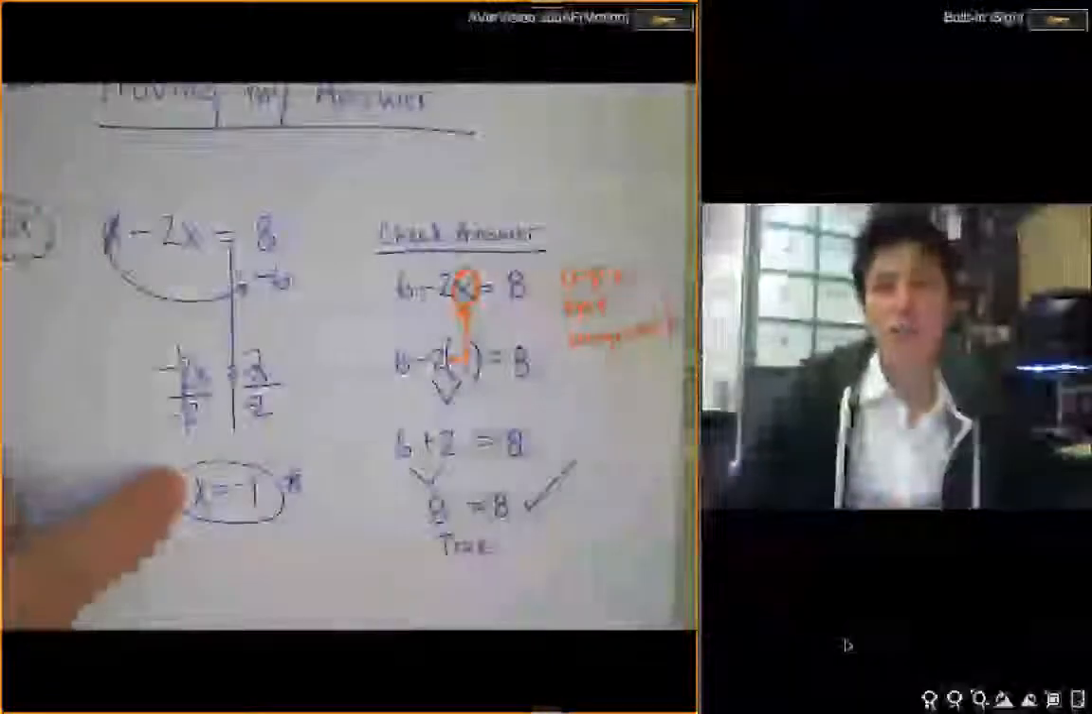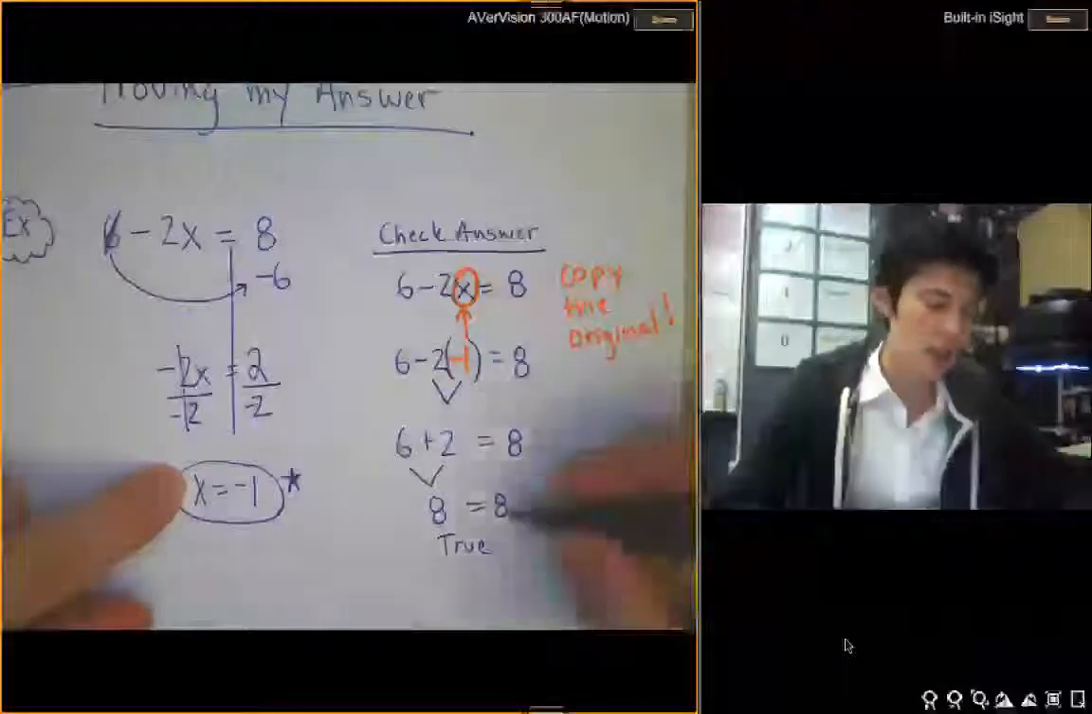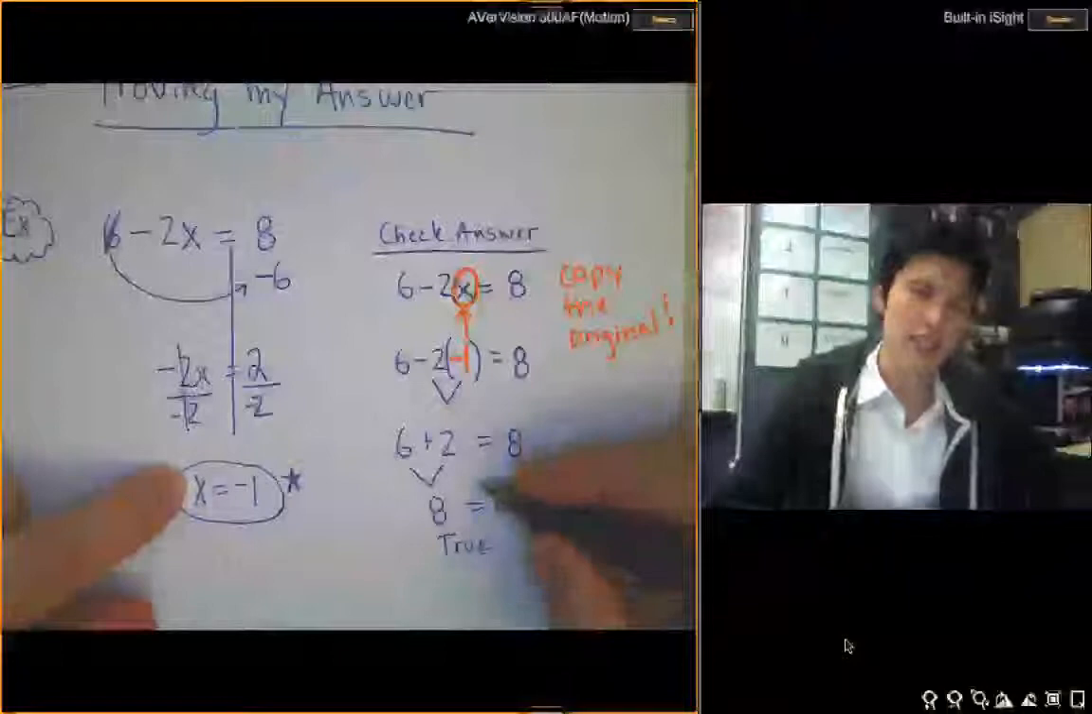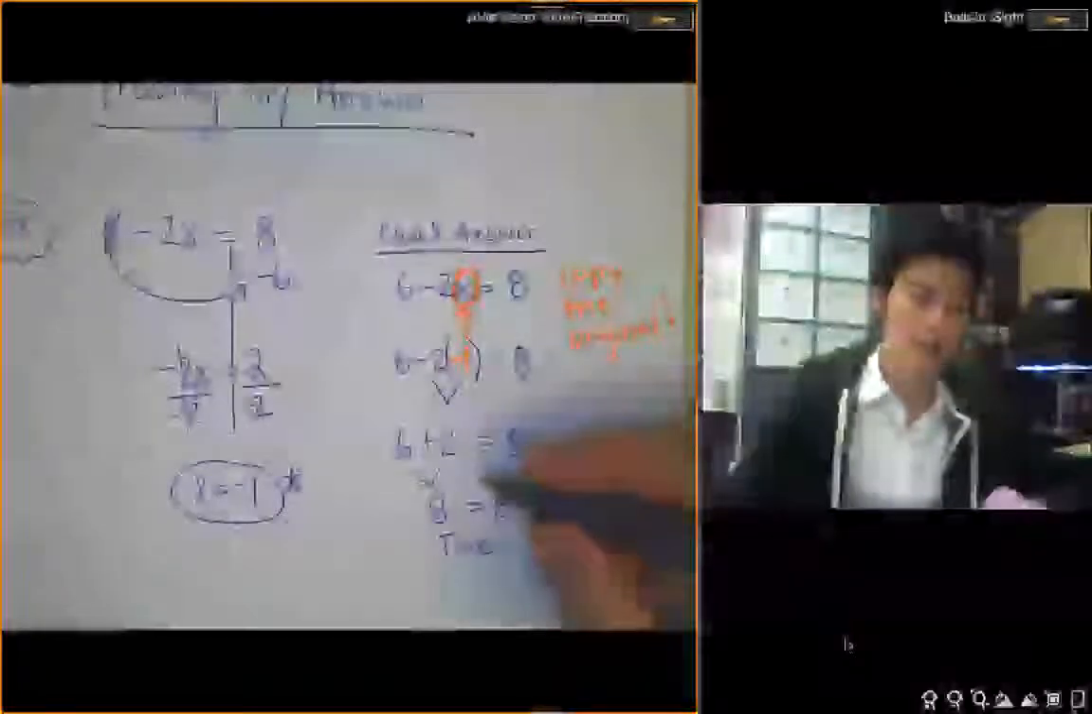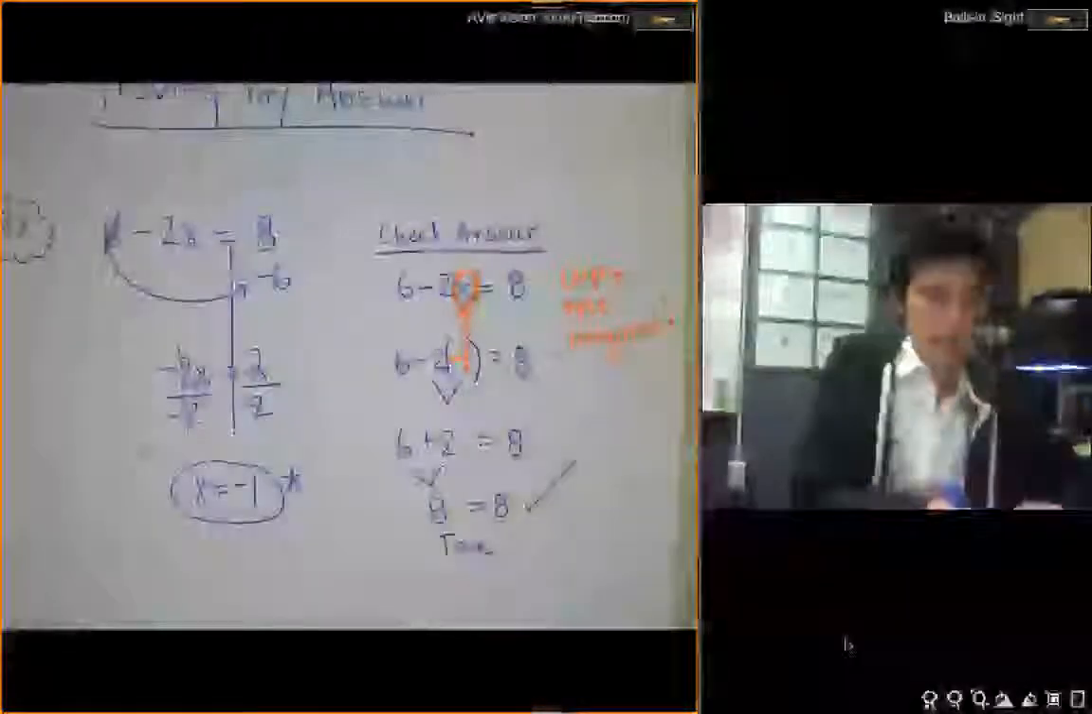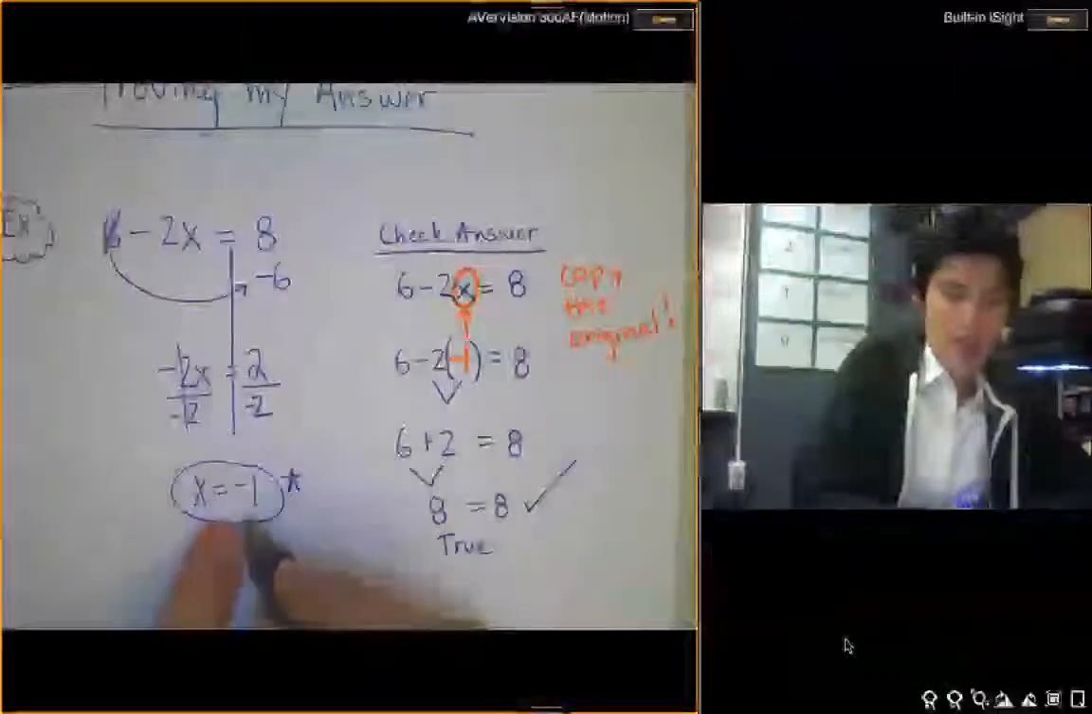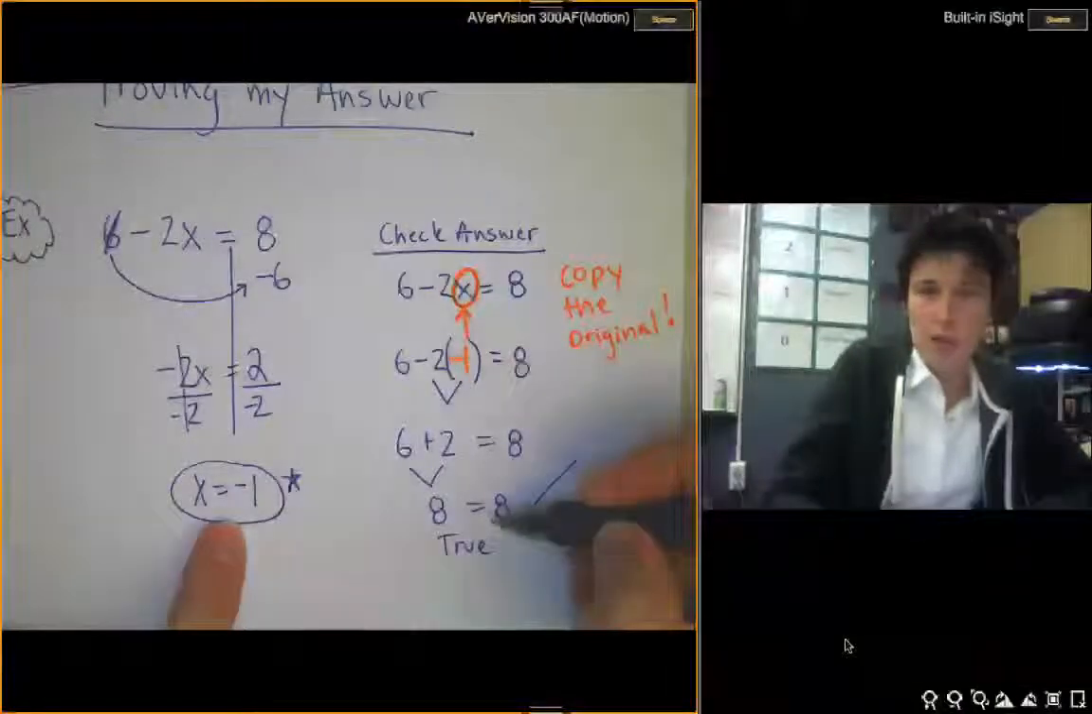I have a lot of students who make the mistake of saying x equals 8 is the answer because they kind of get caught up in forgetting what they were doing. 8 is not the answer. Negative 1 is the answer. This was your check to make sure it worked.